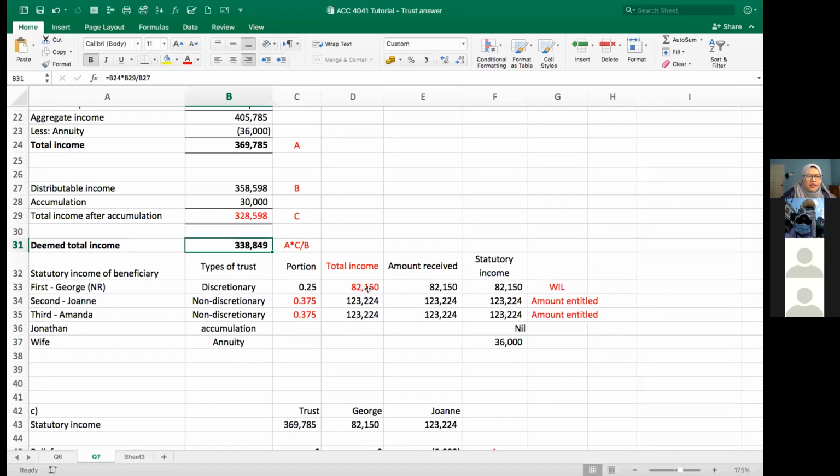Okay, now we have first is George, who is a non-resident. His is a discretionary, is that right? So discretionary, so total income must be now based on this. Why does it keep not being based on this? What is this? Okay, hold on.